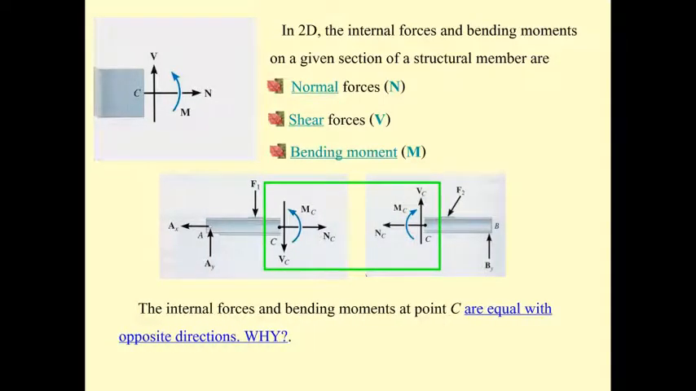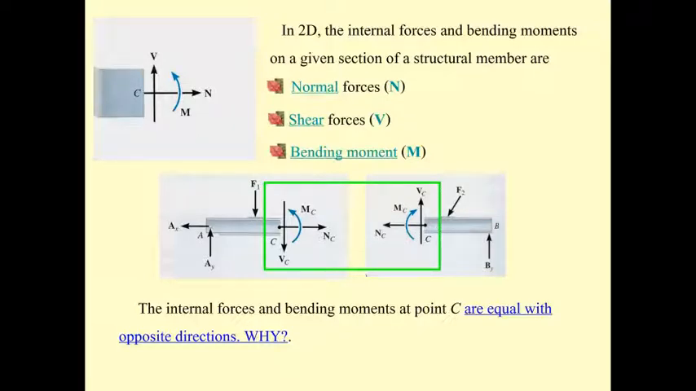And the internal forces and bending moment for this section C: when you cut the beam, it will separate into two parts or two segments. And if we find the normal force, the shear force and the bending moment at the section C on the left like this, by using the third law of Newton, we also know the normal force, the shear, and the moment on the right segment or the right portion of the same beam.